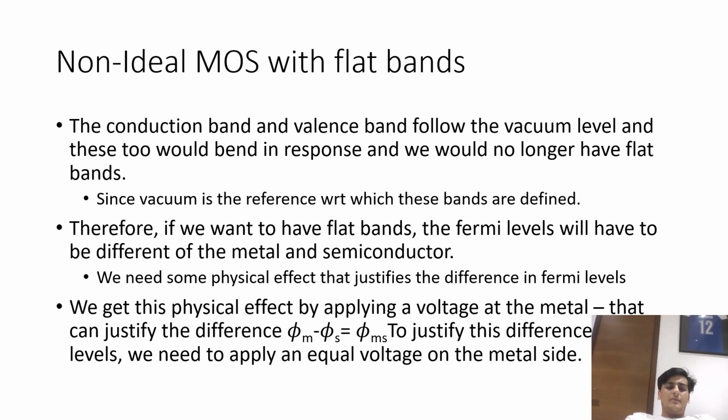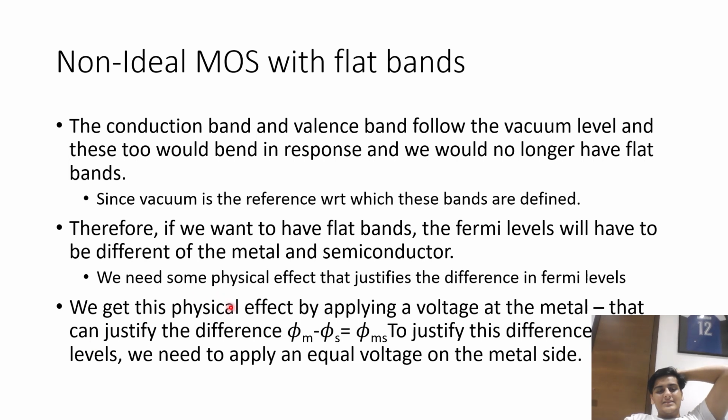This is what I was talking about earlier, which is that the conduction band and valence band follow the vacuum level and also would bend in response if the vacuum level were to bend. So if we want flat bands, the Fermi levels will have to be different in the metal and the semiconductor, and we need some physical effect that justifies this difference. The physical effect that can justify the difference in Fermi levels is only an external voltage source.